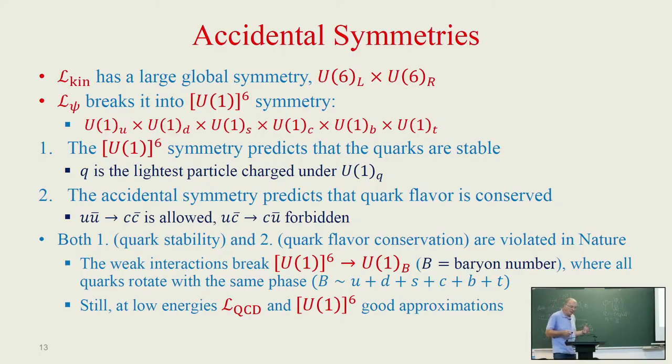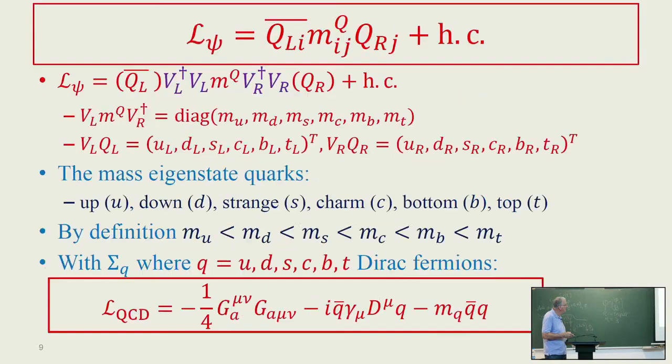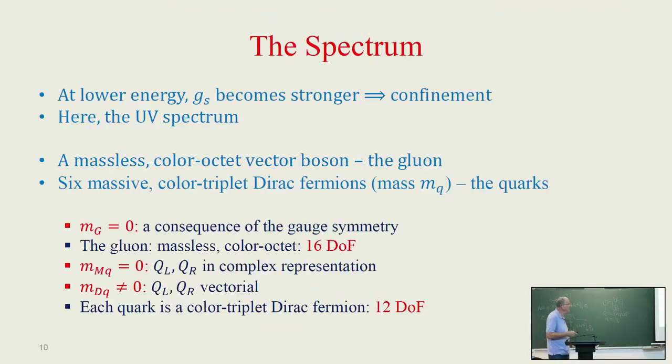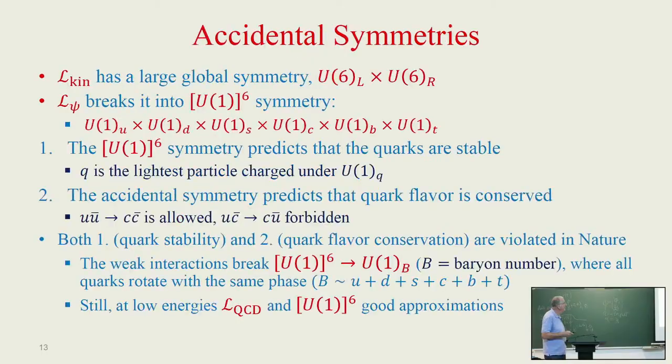The terms that appear involve U U bar, D D bar, C C bar. They do not have U D bar or B C bar, and so it's straightforward to see from the Lagrangian that we wrote down here that there is a U1 to the 6th symmetry. Transformation of U by a phase is a symmetry, and of the B with a different phase is also a symmetry of this Lagrangian, etc. So it has this U1 to the 6th, which gives predictions that are not realized in nature, and we later understand why.